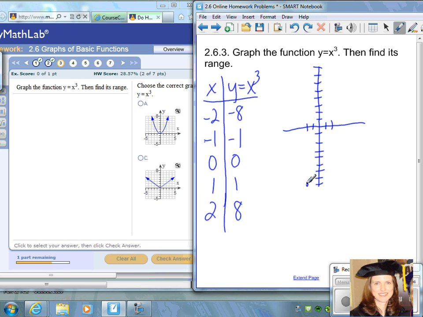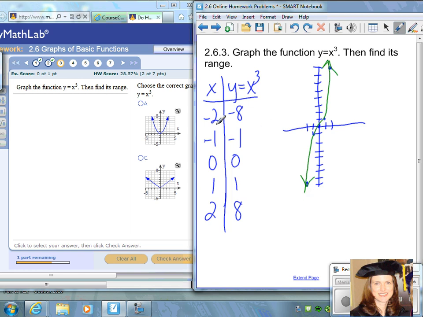-2, -8 is a point. -1, -1, 0, 0, 1, 1, and 2, 8. Connect those. You get this graph. It looks like this. The graph is going to continue.